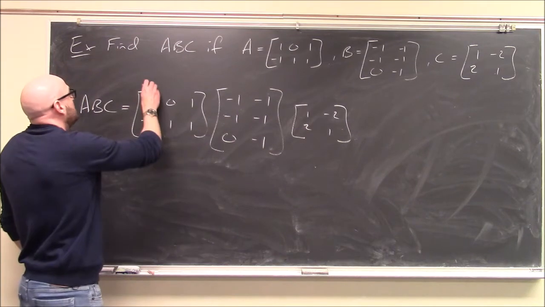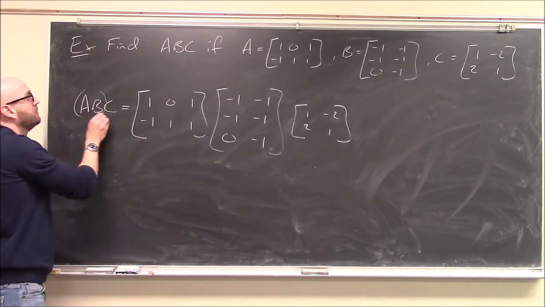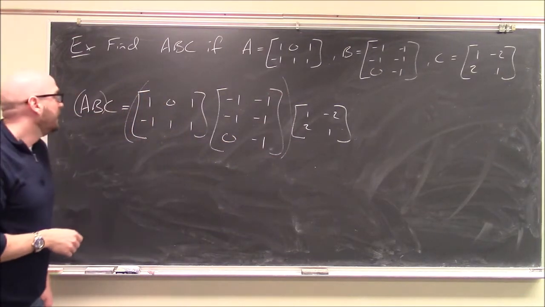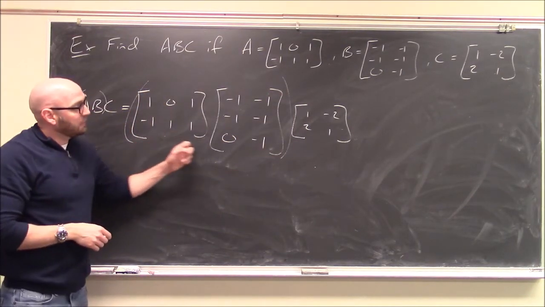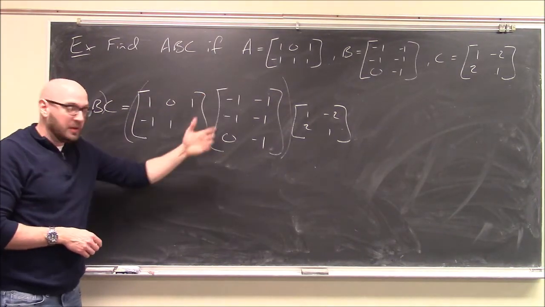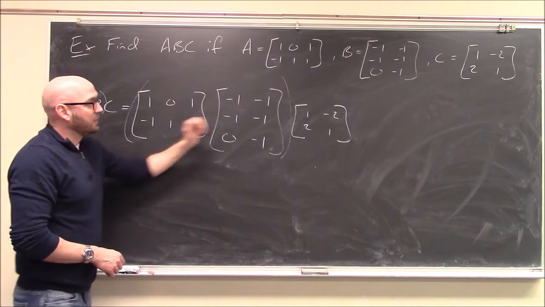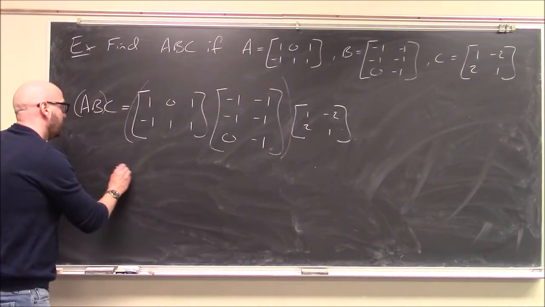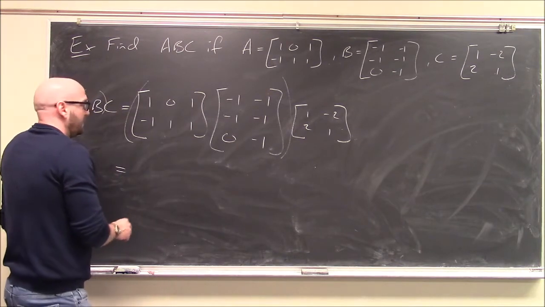So here I'm just going to choose, let's do A times B first, and then multiply by C. Does this make sense? Well, this is 2 by 3 and this is 3 by 2. 3 columns, 3 rows, so yes, it does make sense. The result is going to be a 2 by 2 matrix, which I can multiply by another 2 by 2 matrix. So this is all going to make sense. So we'll carry out this multiplication.